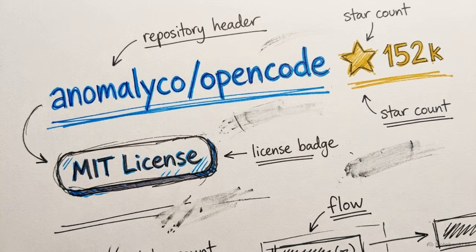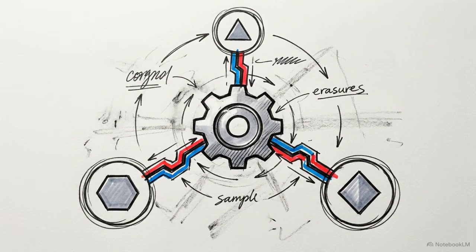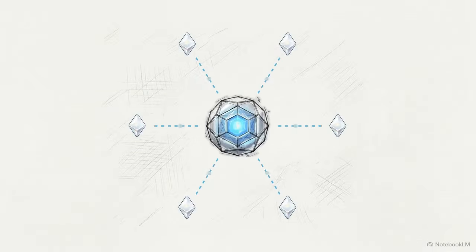It's an MIT-licensed, open-source alternative with over 150,000 stars on GitHub, designed specifically to break you out of that ecosystem. The core philosophy here is being provider-agnostic. Instead of a commercial tool forcing you to use their in-house language model, OpenCode acts as an independent shell. This matrix shows how that plays out.